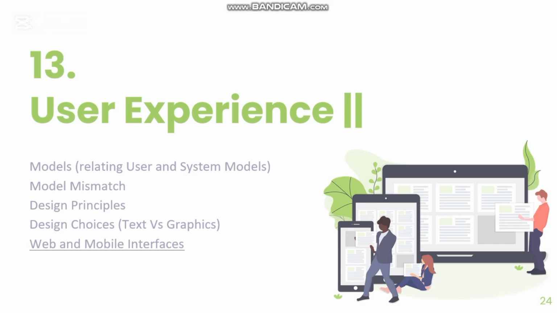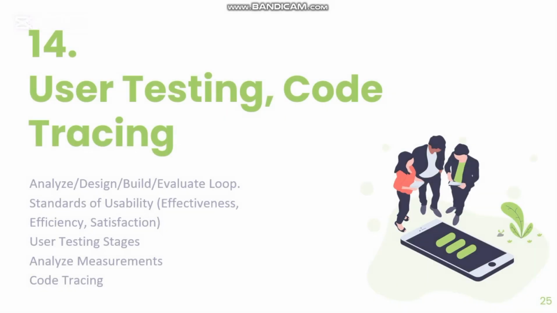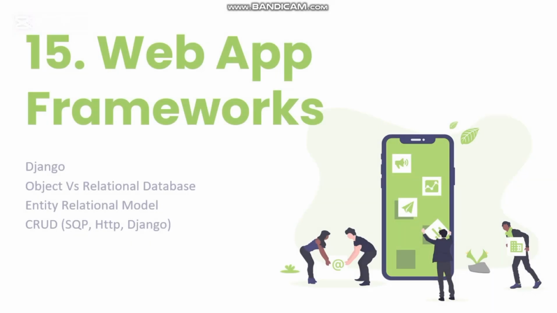Then we have model mismatch, design principles, and design choices, such as whether we should use text or graphics, and then we will see different types of web and mobile interfaces. Then in the 14th lecture we will have the analyze, design, build, evaluate loop. Then standards of usability, which include effectiveness, efficiency, satisfaction, user testing stages, analyzing the measurements that we get from user testing, and then code tracing.